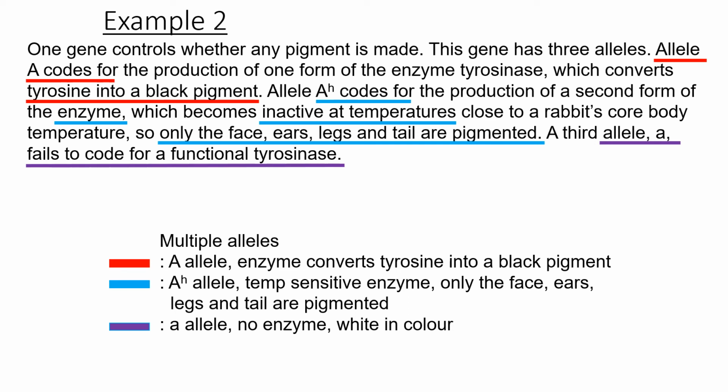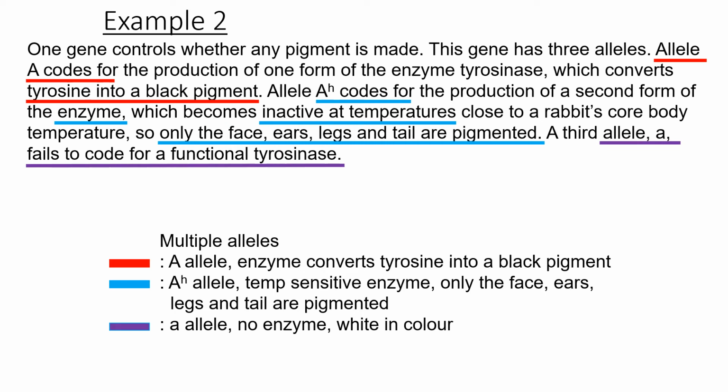So in the second paragraph, it gives us information relating to the first of the two genes involved in the process. And in this particular one, rather than two alleles, we've got three alleles. So we're bringing in this idea of multiple alleles. And what we've got is the normal dominant uppercase letter A, which in this case results in a black pigment due to an enzyme production.